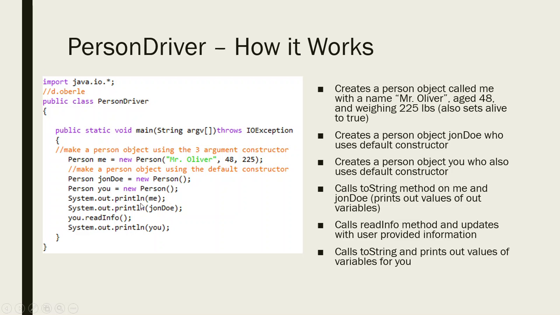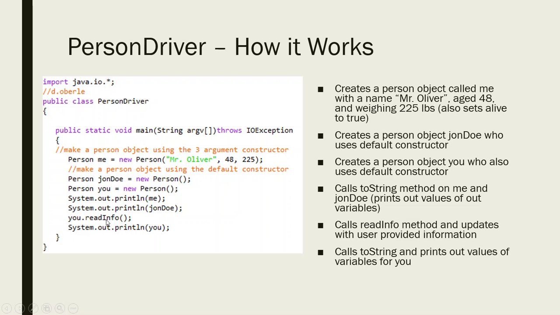Then I'm going to ask you to print out the status of me. So on the screen it should print out Mr. Oliver's age is 48, he's 225 pounds, and he is alive. Then I want you to print out John Doe. John Doe should have a blank as a name, actually the word blank. Weight should be 0, age should be 0, and the alive status should say deceased.